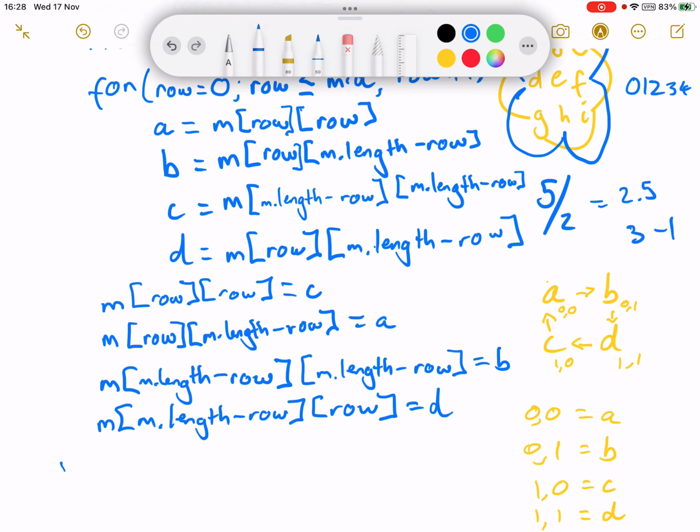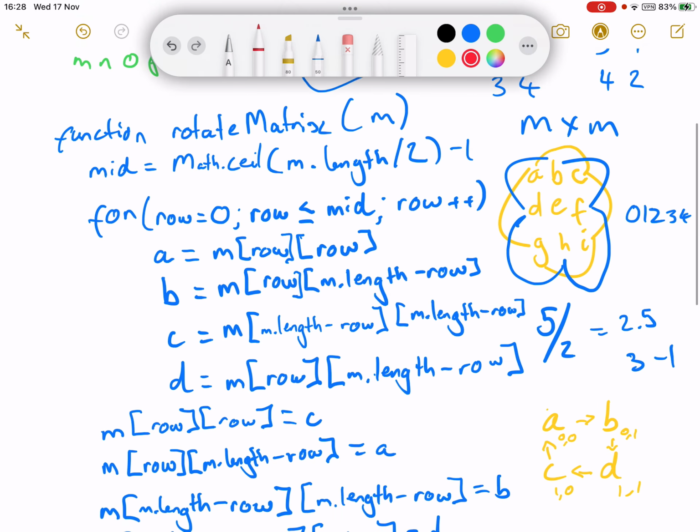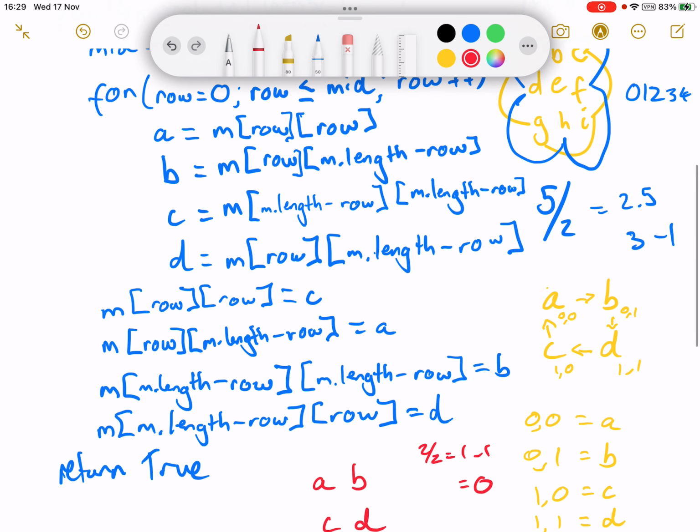Return true. Okay, so let's see if that makes sense. So let's get our row here. So it's A, B, C, and D. So our midpoint is 2 divided by 2, which equals 1, right? Minus 1 is equal to 0. So our midpoint is 0. So we're going up to, but not 0, right?